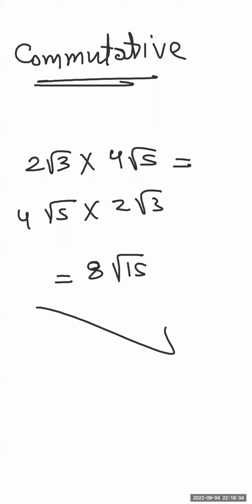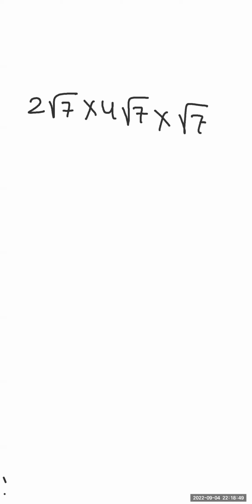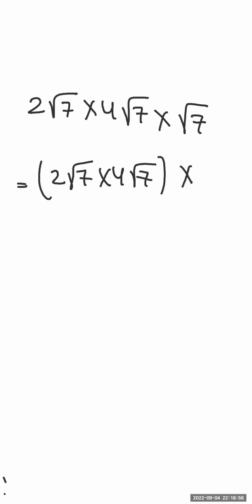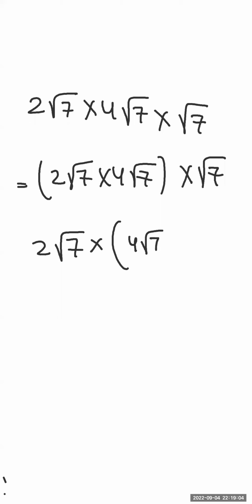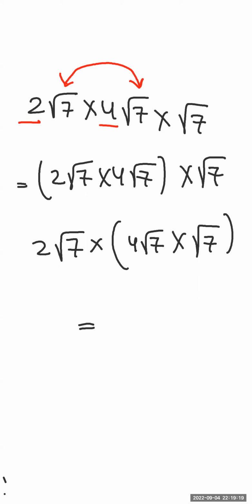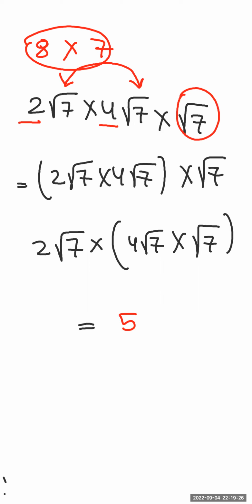It's about grouping two numbers out of three or more numbers, like this. If the question is 2 square root of 7 times 4 square root of 7 times square root of 7, we can group the first two, 2 square root of 7 times 4 square root of 7, then times the square root of 7, or the first term separately times 4 square root of 7 times square root of 7. Finally, it will give the same result. 2 times 4 equals 8. Square root of 7 times the square root of 7 equals 7. 8 times 7 is 56, times the square root of 7, 56 square root of 7.